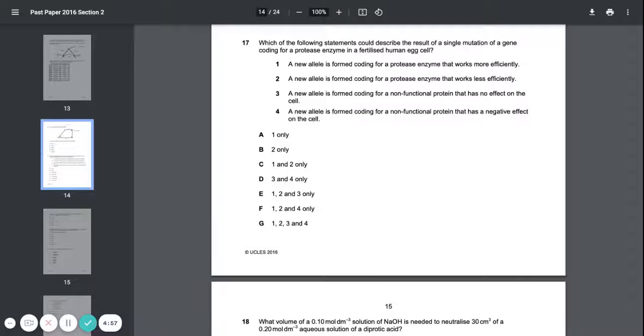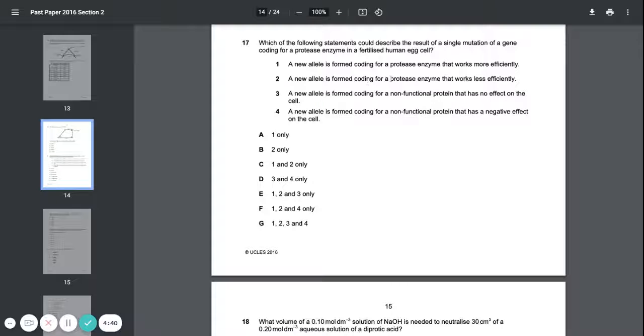Okay, 17th. Which of the following statements could describe the result of a single mutation of a gene coding for a protease enzyme in a fertilized human egg cell? 1. A new allele is formed coding for a protease enzyme that works more efficiently. This is correct. This is possible.